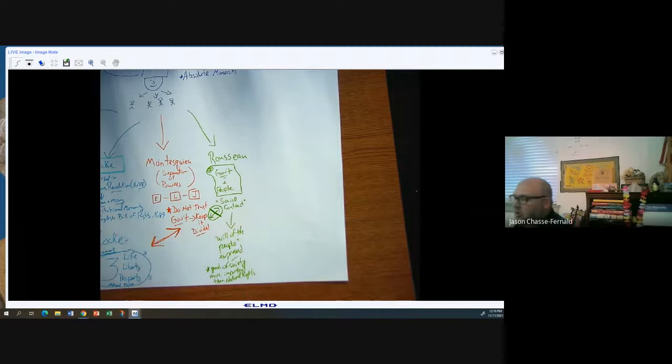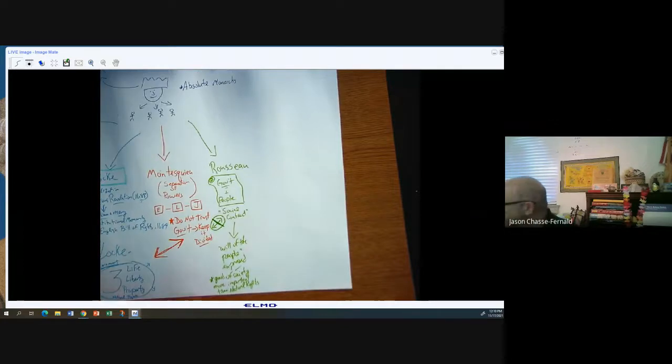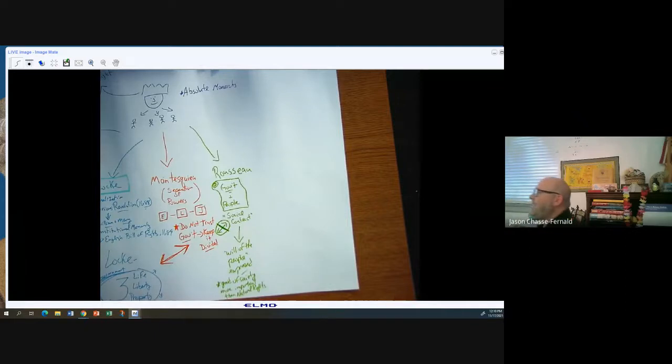So the good of society, right? You should give up your civil liberties for the good of whatever, right? So that is Rousseau, right? That is Rousseau, and of course we see application of this all throughout history.